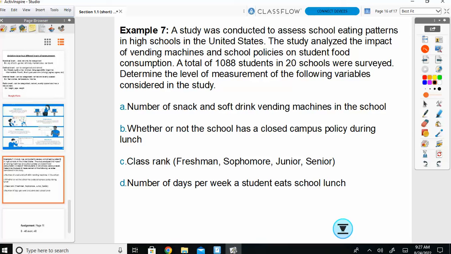Number of snack and soft drink vending machines in the school. So we know it's at least nominal. Can you put that in an order? Yeah, 0, 1, 2. So that takes it up past ordinal. Interval. Is there an equal distance between all those numbers? Is the same distance between 0 and 1 as 1 and 2? Yes. Is there a meaningful 0? Yes. So this will be ratio.